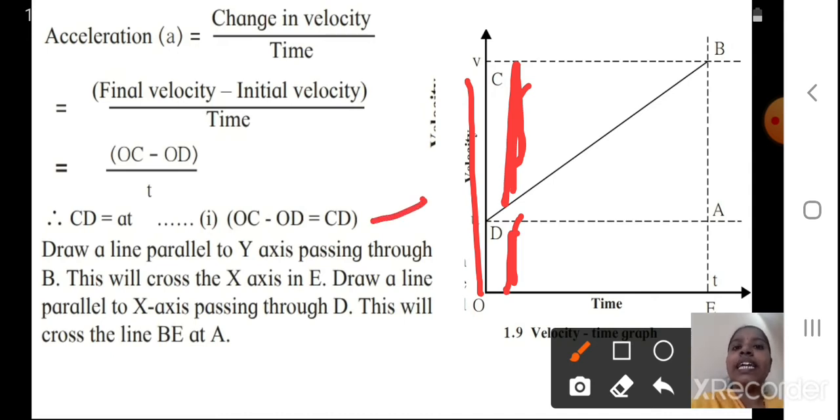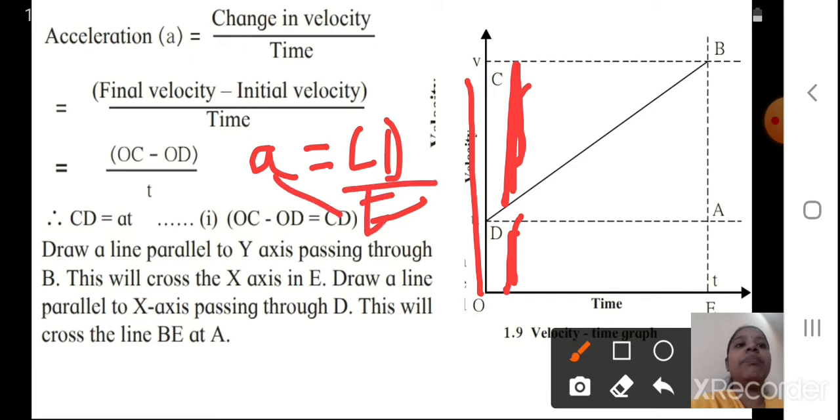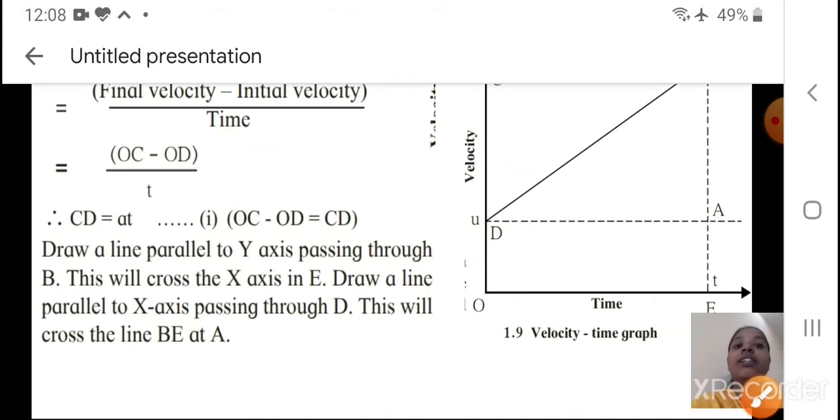Okay. How does at come? You know acceleration, you can write it as a. So a is equal to CD upon t. So this t, when I multiply with a, it will become at. So CD is equal to at. Okay students, I hope till this part it is clear to you.